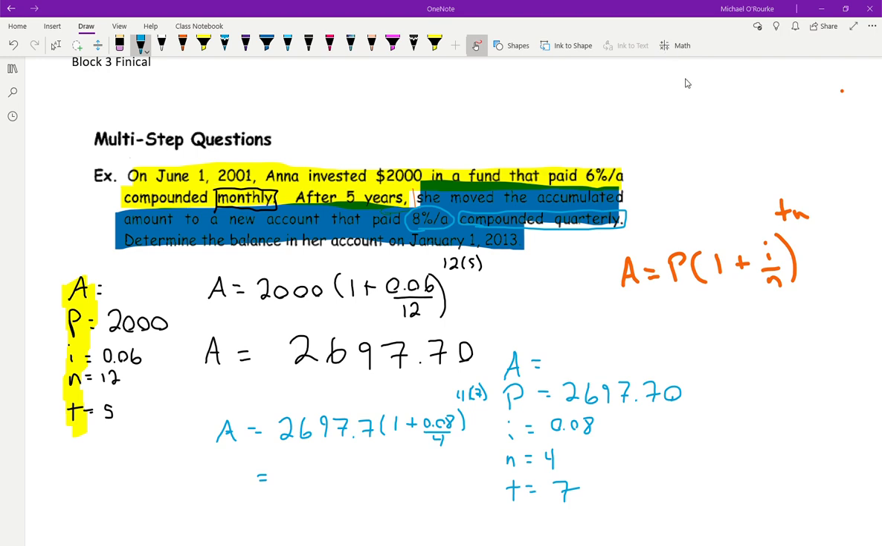So for you to write everything in by itself, well, if you don't want to write everything in by itself, I would do this. Go 0.06 divided by 12 equals. Right? So that took care of this part here. Then I'm going to add 1. Plus 1 equals that. Then I do the power. To the power of 60.